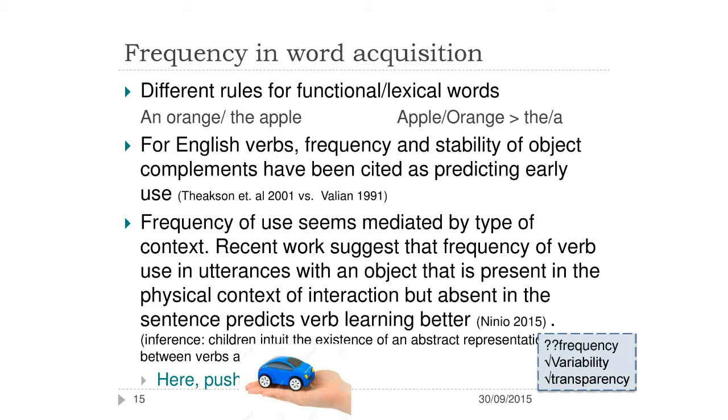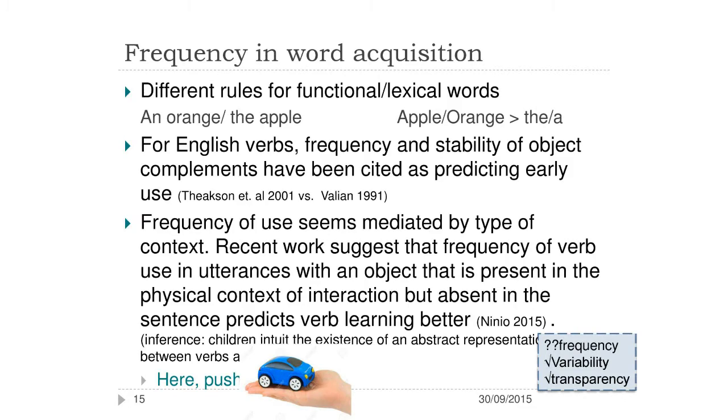The frequency of use also seems mediated by type of context. So recently, Nino has shown that it's not how frequently you use a verb that children are going to acquire it, but that children particularly profit from context not where the verb shows up with the object, eat the cookie, but when the verb shows up by itself with the object in the context. So here, push, that's an optimal context for learning.